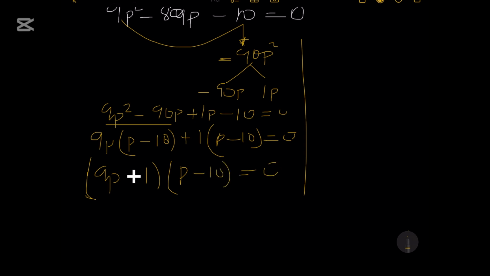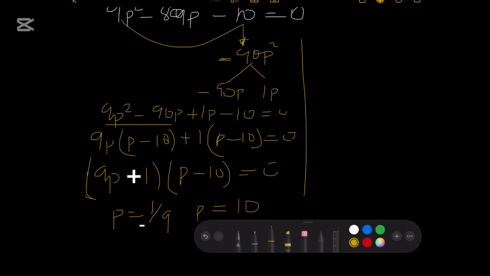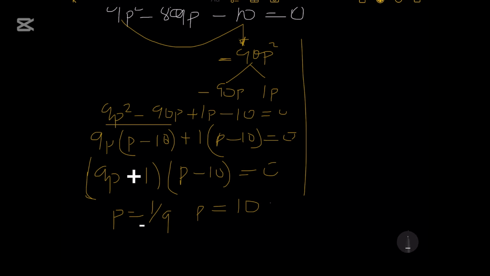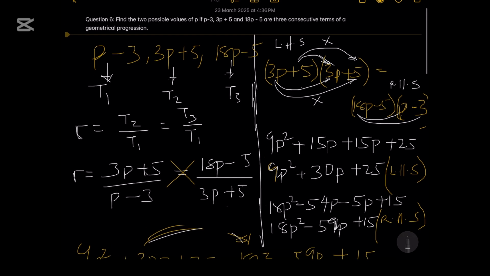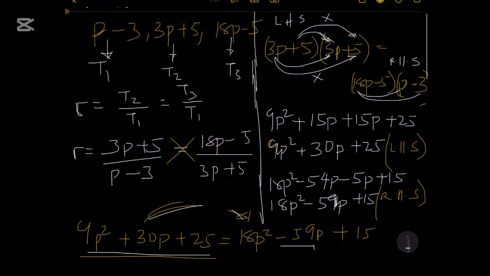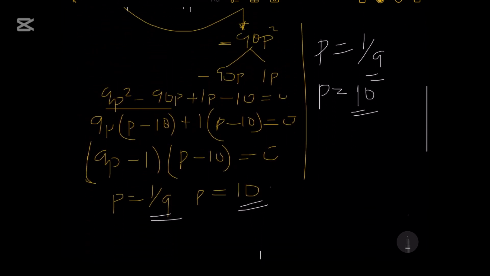So our final solution, we have p will be equals to 1 over 9, and then we also have p is equals to 10. So these are the two solutions of our p. That is, p is equals to 1 over 9, and then p is also equals to 10. So that's what the question says. The question says, determine the value of p, the two values. So these are the two possible values of p.